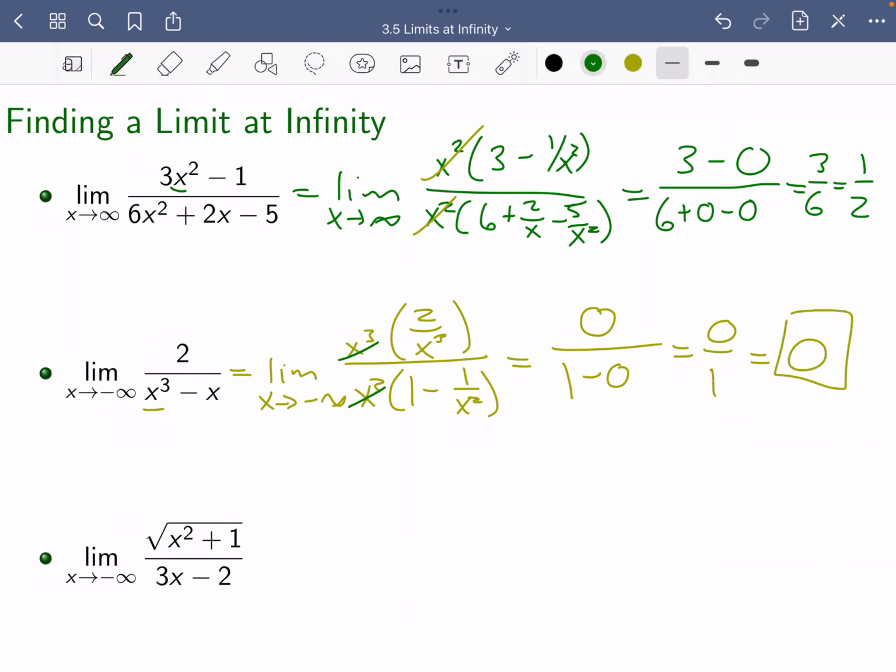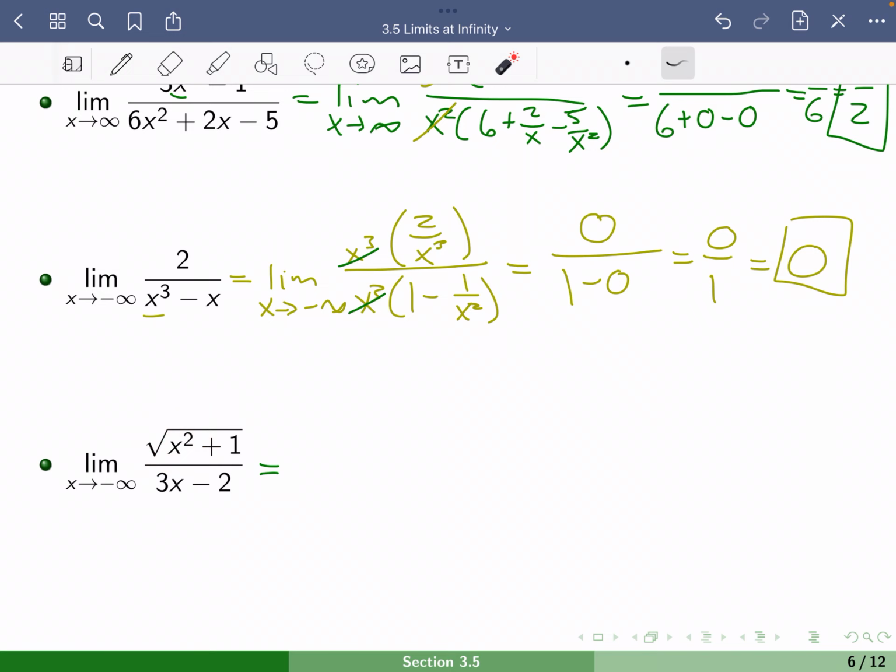This third one, I think, is the trickiest. It involves a square root. Here we have the limit as x goes to negative infinity of the square root of x squared plus 1 over 3x minus 2. We might be tempted to say, I'm going to factor out an x squared. That's really close to right, except this is under a square root. So instead of factoring out an x squared, what we're really factoring out is the square root of x squared.